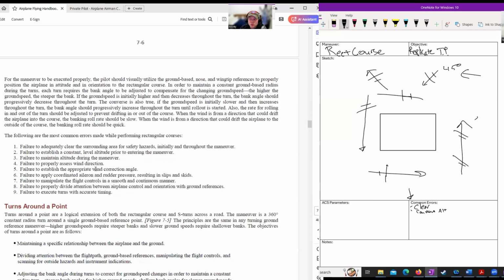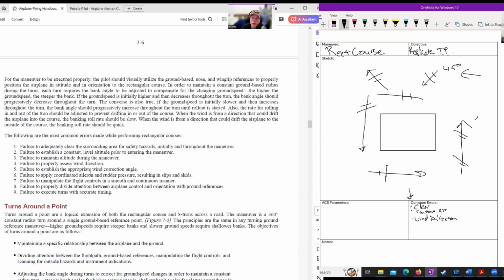Failure to properly assess wind direction. You can do that during the clearing turn. While you're looking for traffic, you can look out for ground references like smokestacks or car dealerships. They're going to have flags all over the place.